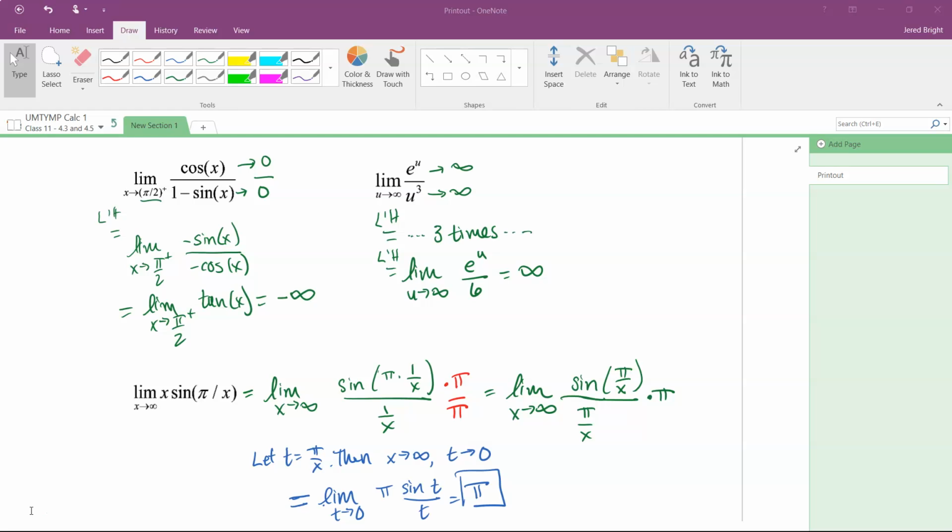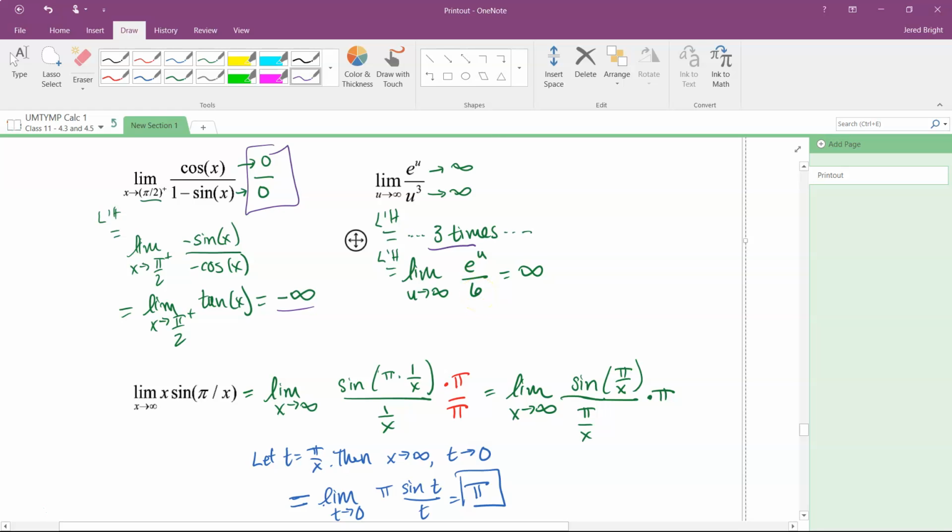Okay, just kind of running through these. For the first one, I verified that it was indeterminate form of 0 over 0. Okay, so then I differentiated, and when I simplified it, I got tangent of x, and so then I just had to use the graph of tangent, recognizing that at pi over 2 from the right side, it goes to minus infinity. For this next one, you actually have to do L'Hopital's rule like 3 times, because you keep getting infinity over infinity, and when you finally whittle it down, you end up with e to the u over 6, and that just approaches infinity.